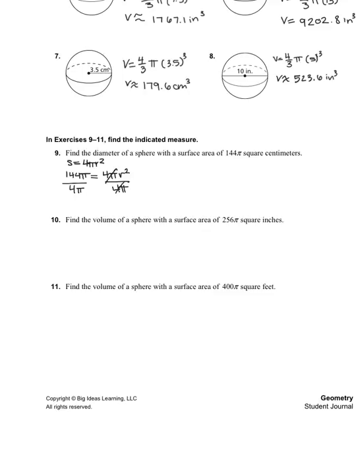I'm going to divide out the 4 pi on both sides. I end up with radius squared equals 36. I'm going to take the square root of both sides to get rid of that squared. So I would get radius equals 6. Now, that's just the radius. The diameter would be 2 times 6, so my diameter would be 12 centimeters.